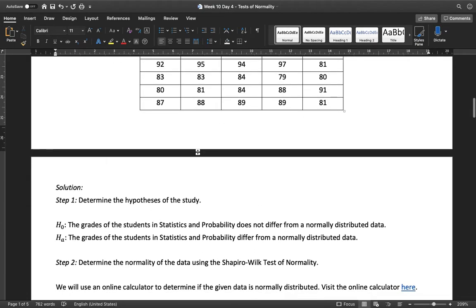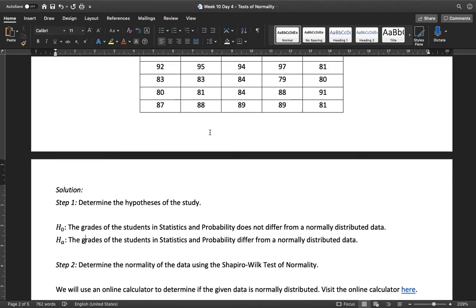So, the first step is we determine the hypothesis of the study. Null hypothesis, the grades of the students in statistics and probability does not differ from a normally distributed data. Ibig sabihin, yung grades niya hindi nalalayo sa isang normally distributed data. Alternative hypothesis, the grades of the students in statistics and probability differ from a normally distributed data. Pag alternative, hindi raw siya normal distributed. Ang gusto natin, normal distribution.